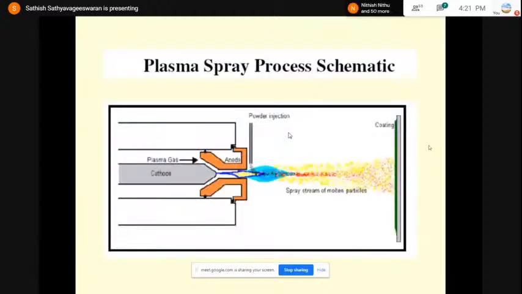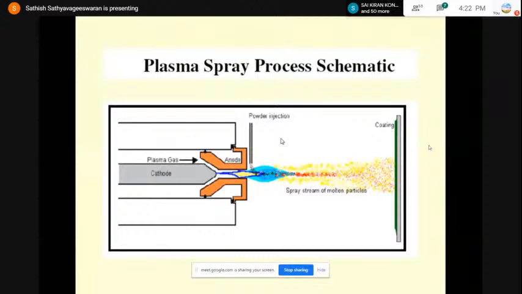Now if we go for the plasma spray technique, this is the schematic diagram for a plasma spraying technique. This mainly consists of a cathode and an anode. Tungsten will be acting as a cathode, and copper will be acting as an anode. Whenever the primary gas, especially argon, is allowed to pass between the cathode and the anode, it gets ionized and transformed into plasma. You can see a blue colored region. That is nothing but the plasma, ionized gas.